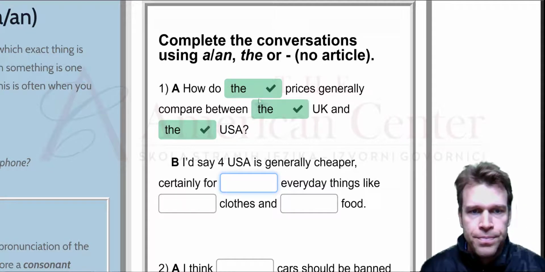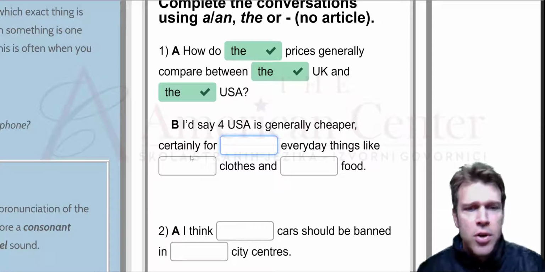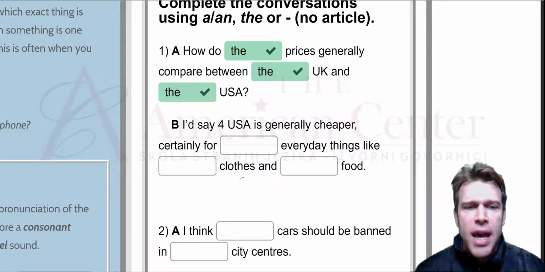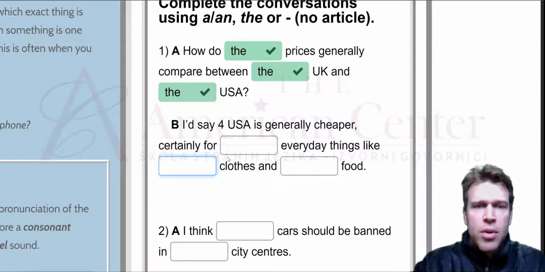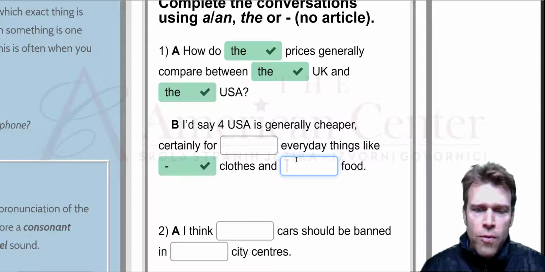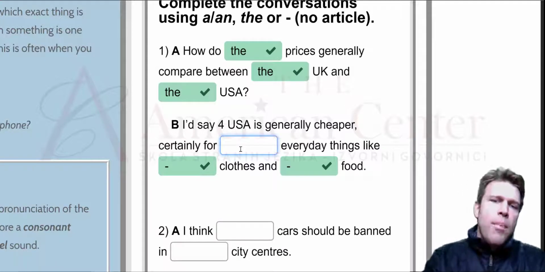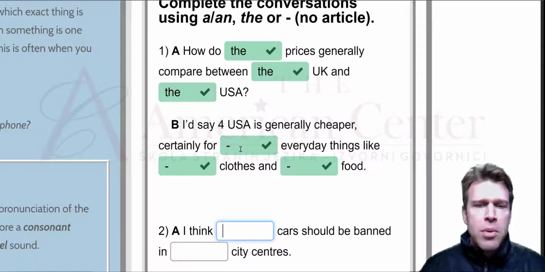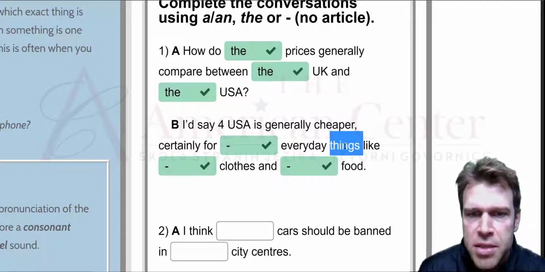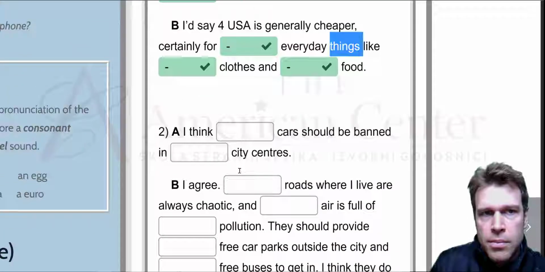It is plural. All right, I'd say the USA is generally cheaper, certainly for everyday things like clothes, that's zero, okay? Or the directions say do, put that. Food is uncountable. The first time we mention it, okay? You can even put zero article for things. Things is plural. It's the first time we mentioned it. So we use zero article, okay?